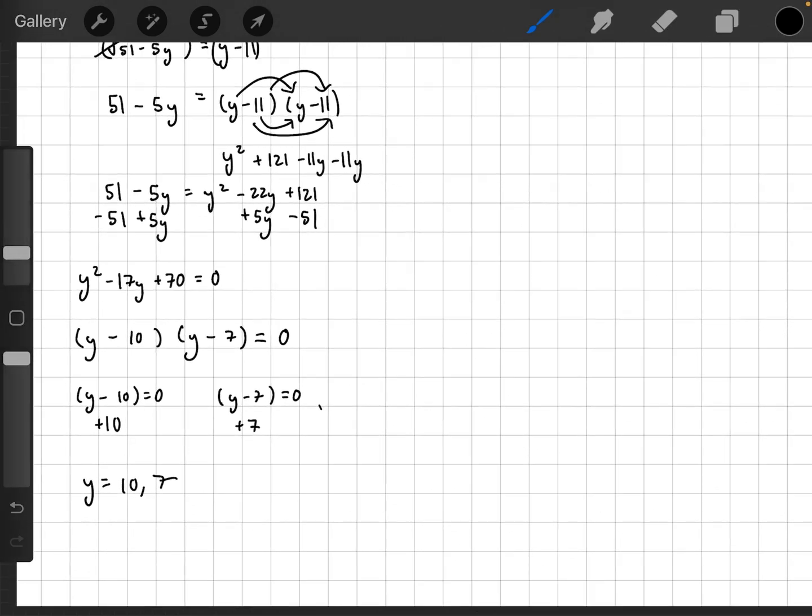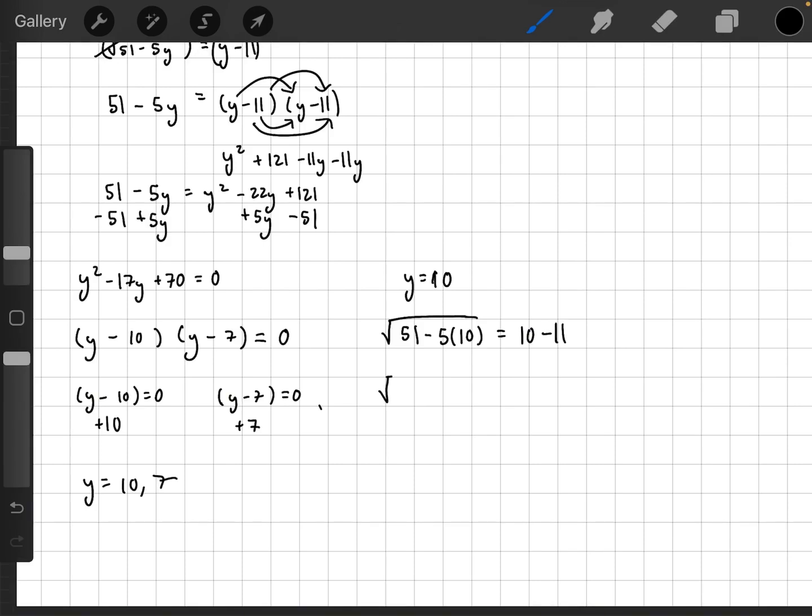However, the last step of solving radical equations is to check for extraneous solutions. So we'll have to replace y with 10 and 7 to make sure that these work. So we'll go back to the original equation. Let's test 10 first. Y equals 10. We have the square root of 51 minus 5 times y, which is now 10, equals y, which is 10, minus 11.